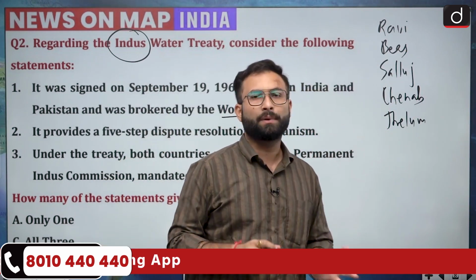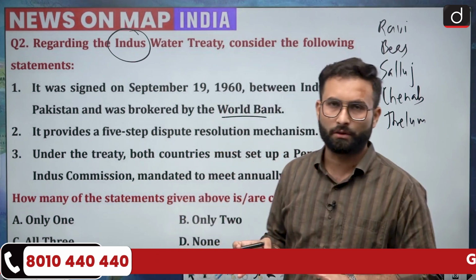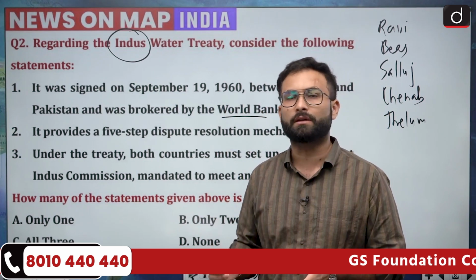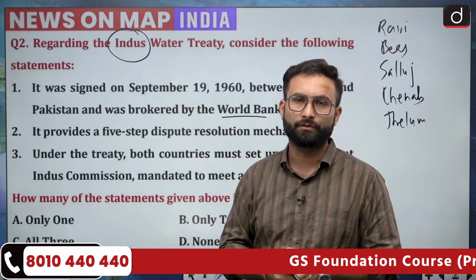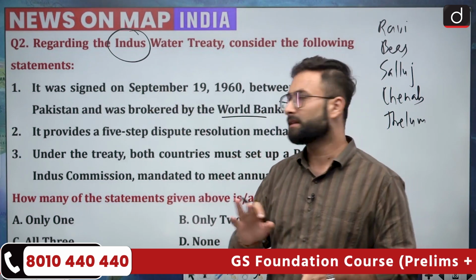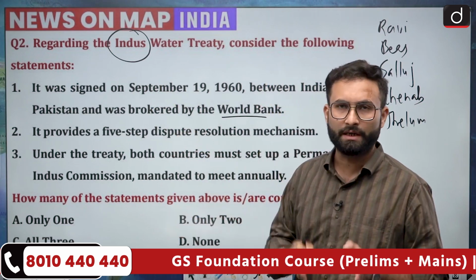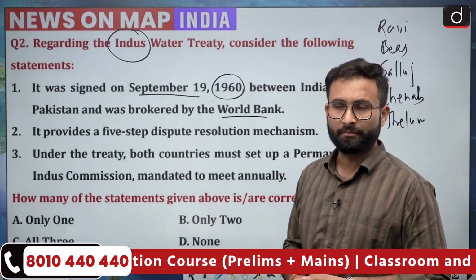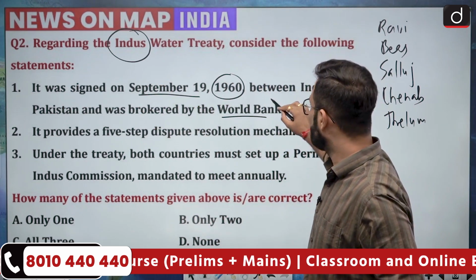Considering that Pakistan was concerned about the water, after independence the resources had to be divided between the two countries, and water sharing was one of the concerns. So this treaty was signed between India and Pakistan on September 19, 1960, and it was brokered by the World Bank. So statement 1 is true.